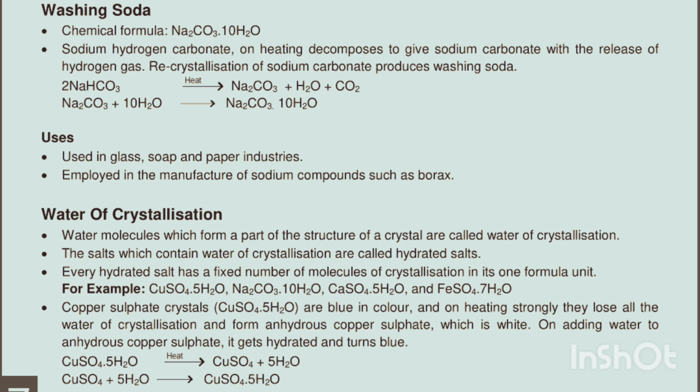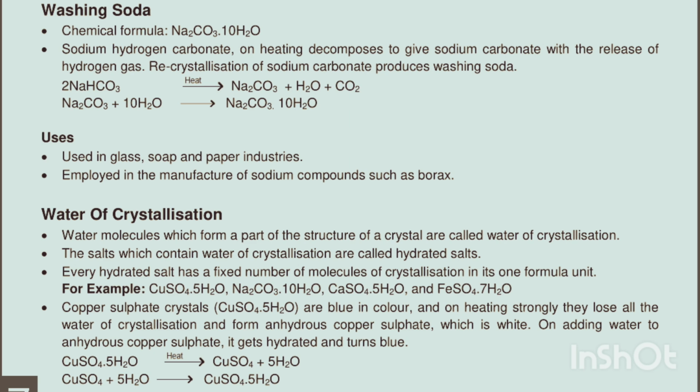So I think you got to know that the chemical formula of washing soda is Na2CO3·10H2O. Now I'll repeat it again. Sodium hydrogen carbonate on heating decomposes to give sodium carbonate with the release of gas. Recrystallization of sodium carbonate produces washing soda. Where do we use it? I think everyone knows about washing soda. It is used in glass, soap and paper industries. It is employed in the manufacture of sodium compounds such as borax.